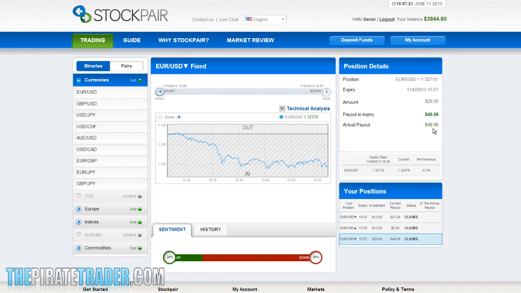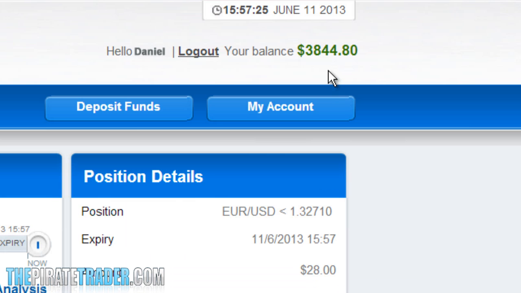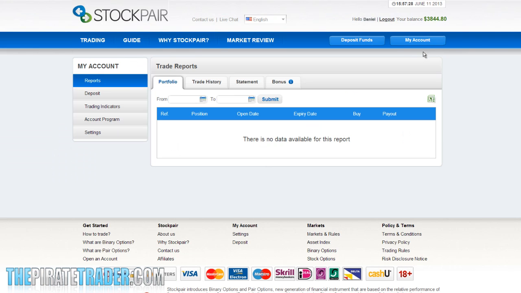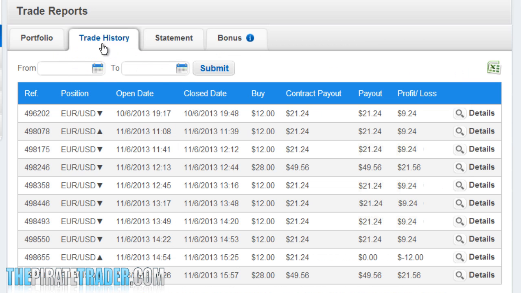We can see the payout here of $49.56, and if we look up here, we can see the account balance has automatically updated. So let's go ahead and check my trade history again by clicking on the My Account tab. Then I click on the Trade History button, and again, we've got this list of all my trades. Scroll right down and we'll see our first $12 trade, which again, in review, was a losing trade.